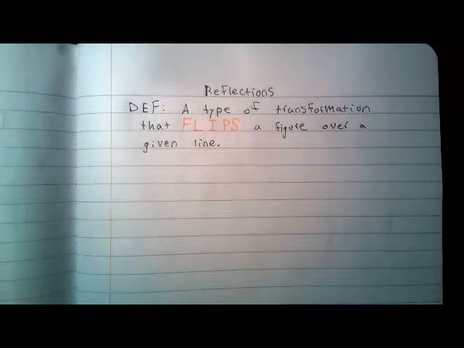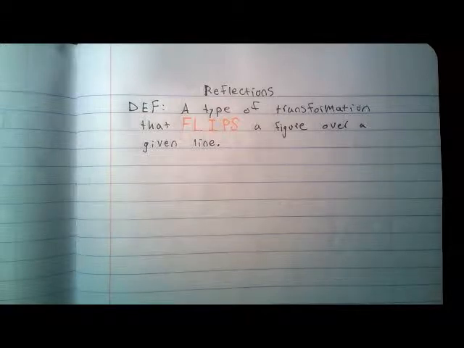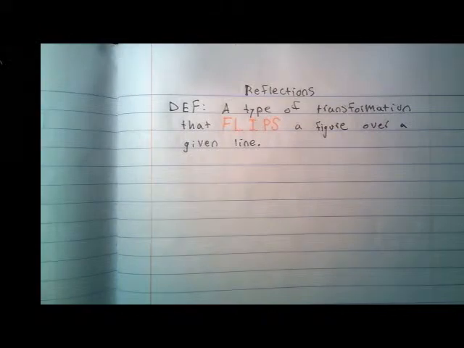Our next entry is on reflections in the coordinate plane. So a reflection is a type of transformation that flips a figure over a given line. If you think of a reflection like a mirror, whatever you see in the mirror is directly opposite from you. So if you put up your right hand, it's going to be on the right side of the mirror. If you put up your left hand, it's on the left side of the mirror. And we're going to use that strategy when we do reflections in the coordinate plane.